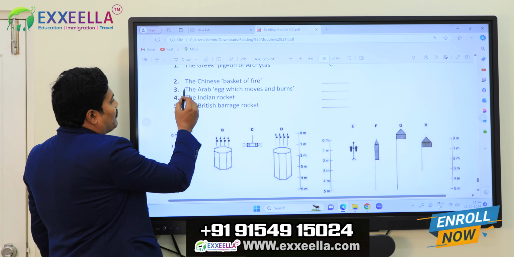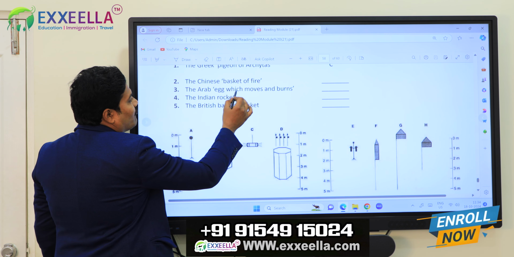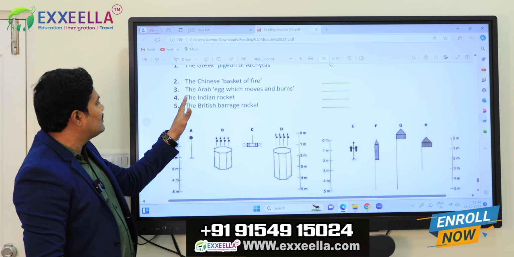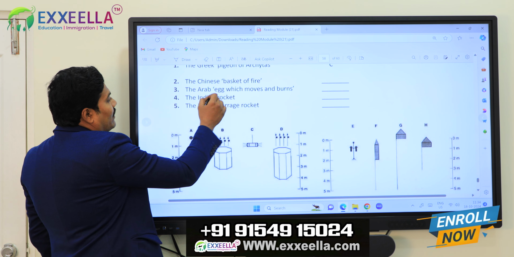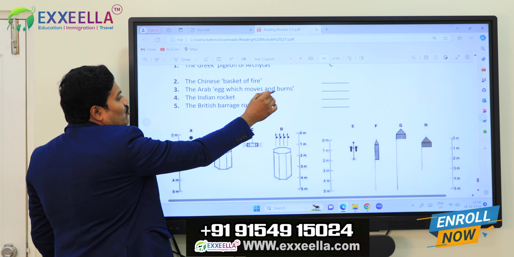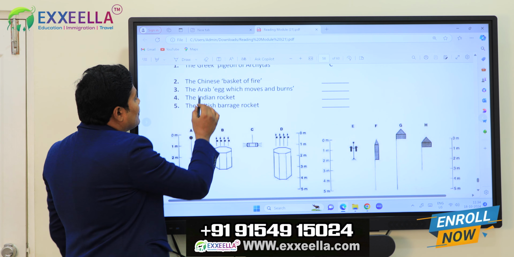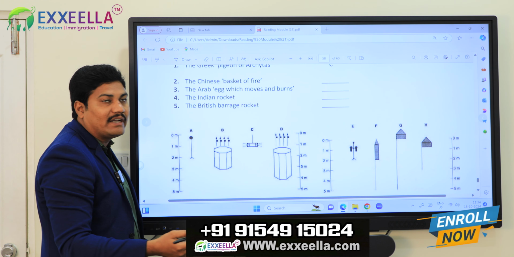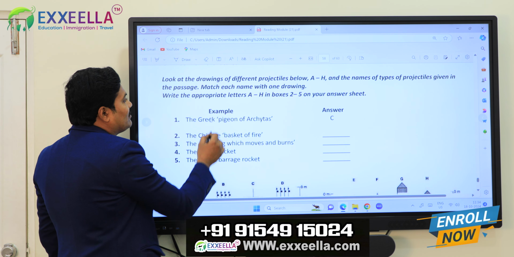Coming to the next question, the Arab egg which moves and bones. Here we need to find out the correct option for this third one, the Arab egg which moves and bones. So this is the question. The keyword is Arab egg which moves and bones. It is mentioned in single inverted commas. Let's focus on those keywords.